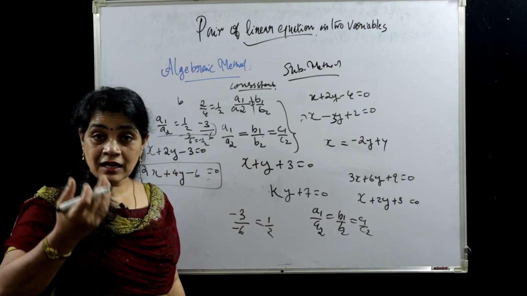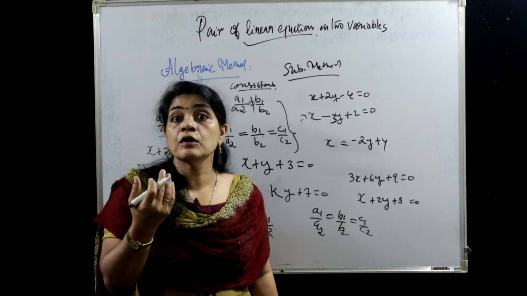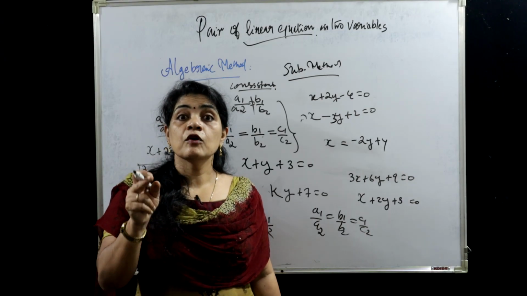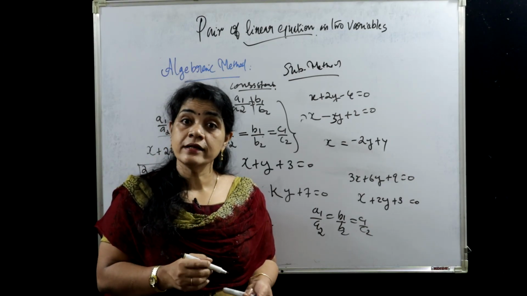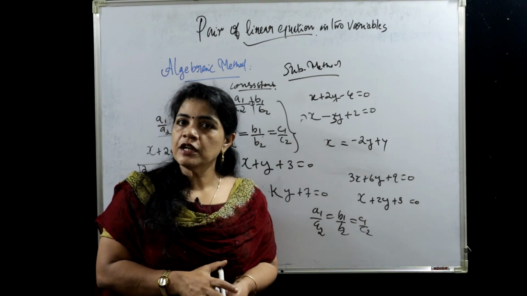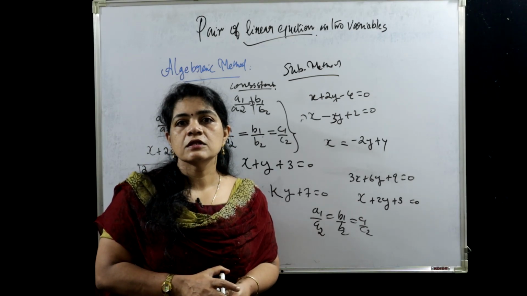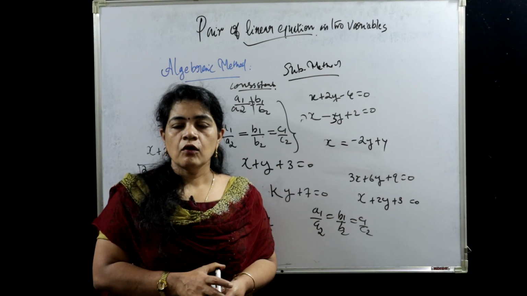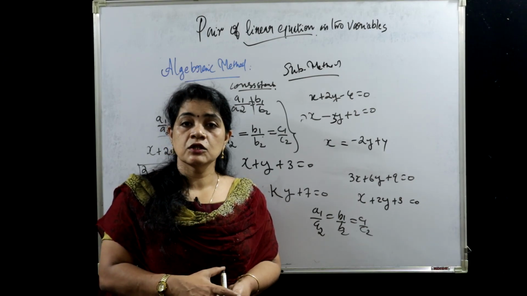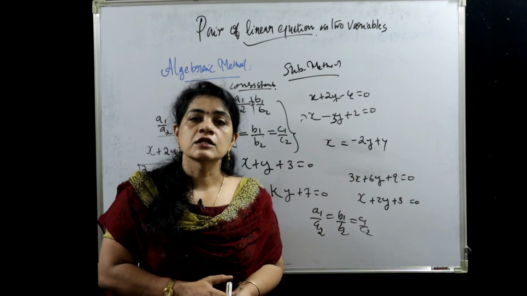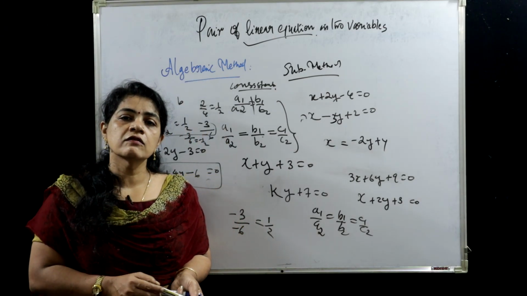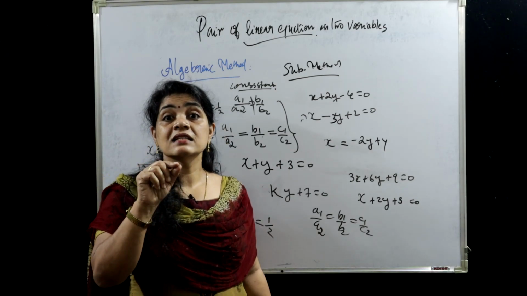But if you are talking about a consistent system, there can be two types: a unique solution, which is at least one solution, and infinitely many solutions. In both cases the given system is said to be consistent. For the parallel case, that is no solution, a1 by a2 is equal to b1 by b2 is not equal to c1 by c2, that is an inconsistent system.